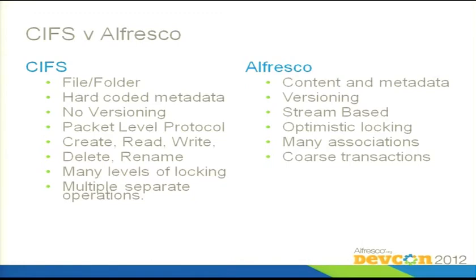Alfresco has associations all over the place. Node refs and things like that are all important in Alfresco. CIFS couldn't care less. Alfresco, as I was saying, has coarse transactions, and by that I mean we're either going to have all the content or none. Whereas with CIFS, we have lots of little 4K packets that we need to assemble together. So that just gives you a bit of a background for the challenge.